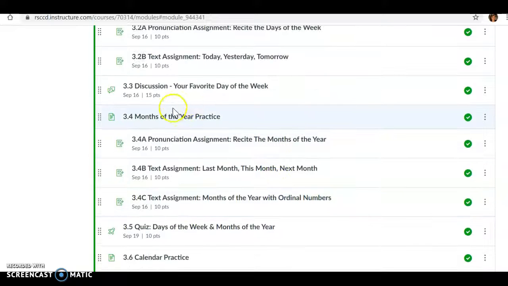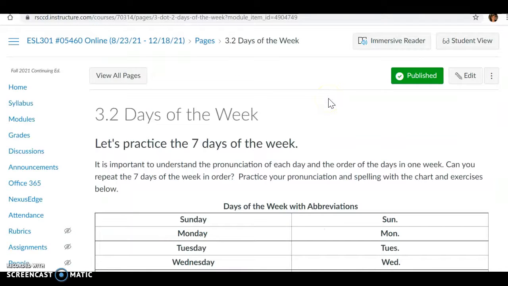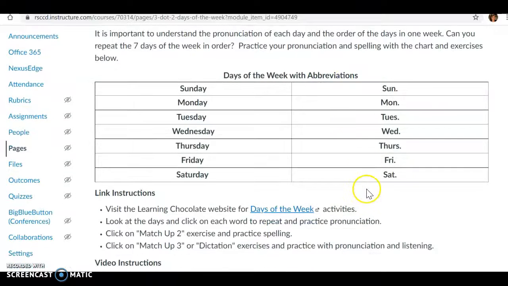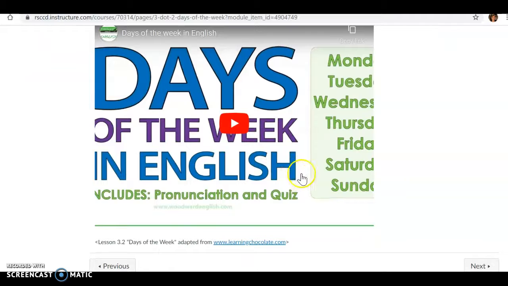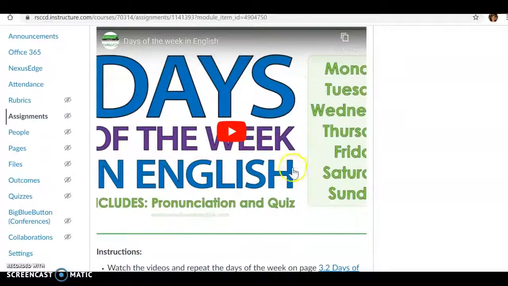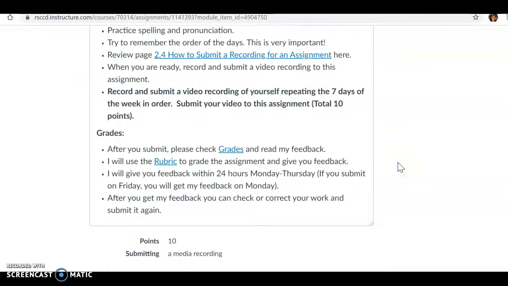So for the introduction, I practice pronunciation and spelling with abbreviations here from the Learning Chocolate website, and a video from Woodward English closed captioned. From here, the students go to their pronunciation assignment. They practice the video again and submit a recording to this assignment, and they're going to recite the 7 days of the week in order.